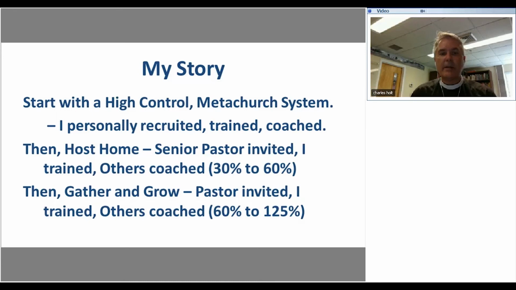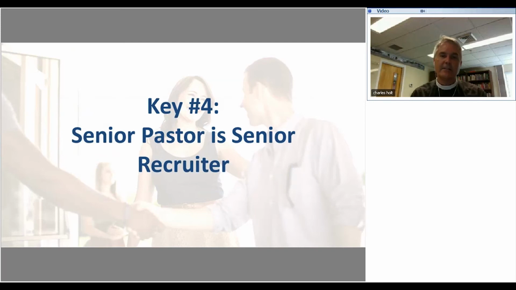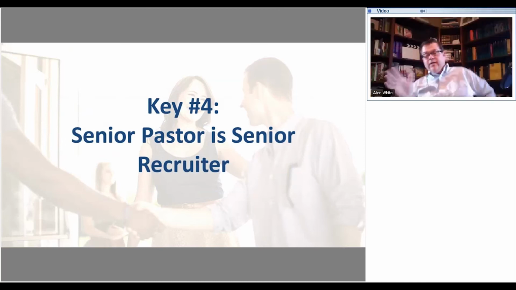So what I want to think about is the last key, which is the senior pastor as the senior recruiter. Now, why is this a key, Alan? Well, one of the things that I learned, and I tend to learn things the hard way, but at least I learned them, right? After 7 years of personally recruiting leaders myself, when I saw my senior pastor stand up on the weekend and invite people to do groups, and we doubled our groups in a day, I never recruited another small group leader since then.